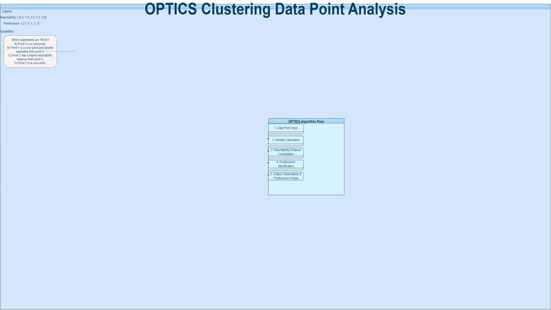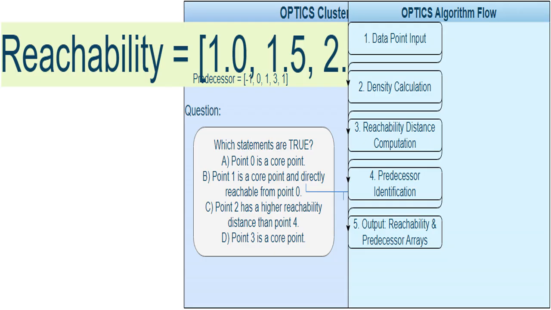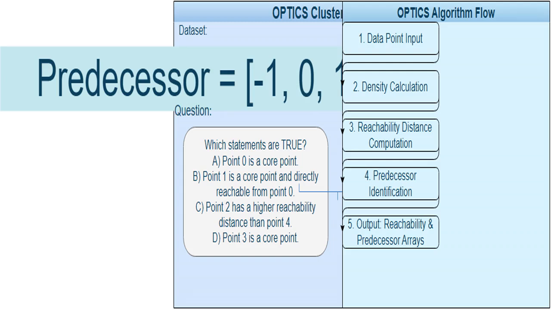I'm analyzing a data point quiz related to OPTICS clustering, a density-based clustering algorithm. I will examine the reachability and predecessor arrays to understand the data points' characteristics. This array shows the reachability distances for 5 data points. A lower number means a point is more densely connected to its neighbors. For example, point 0 has a reachability distance of 1.0, which is lower than the reachability distance of point 4, which is 3.0.